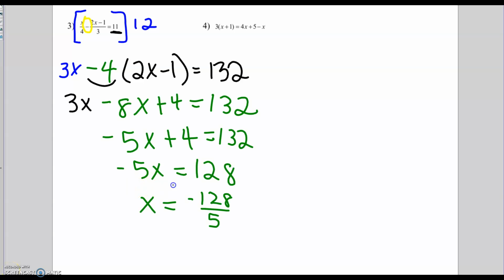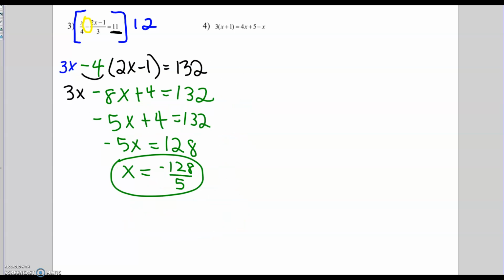If you got negative 128/5, you are correct. All right, number 4. We will do number 4 together, and then you can do the next one on your own.